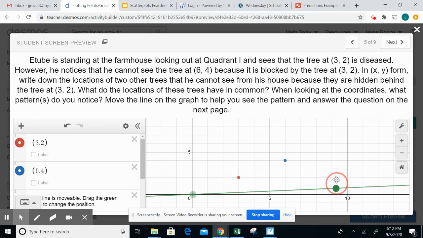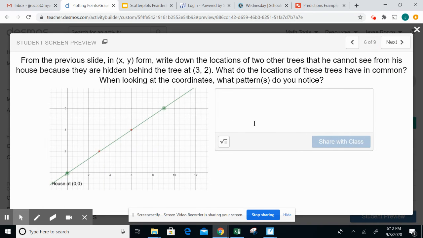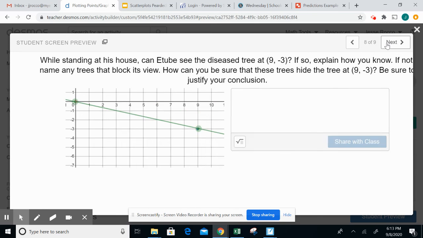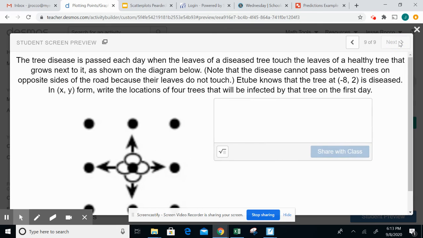You can move this to wherever you need and figure that problem out. And you're going to put your answer here in the next slide. Same thing here. He's standing at his house. He's looking out, and it's asking you, can he see the blue point, 9, -3? Why or why not? Please remember, there's a tree at every one of these points. So like 1, -1, that point that my mouse is on, that's a tree. This is a tree. This is a tree. This is a tree. So please keep in mind, it's not just the diseased trees, every single one of those is a tree. All right, so answer that question here on the next slide.